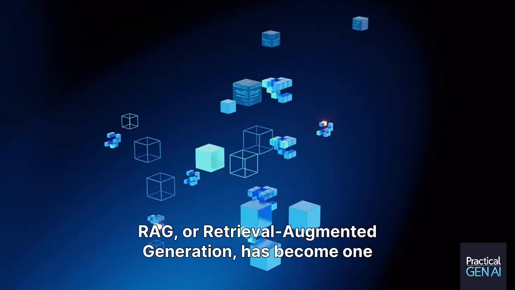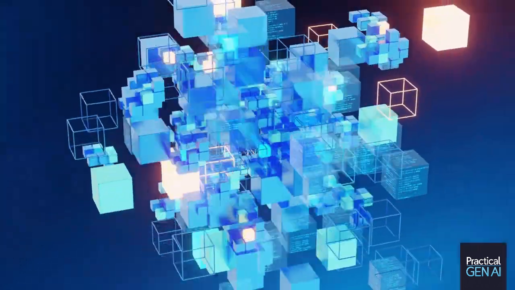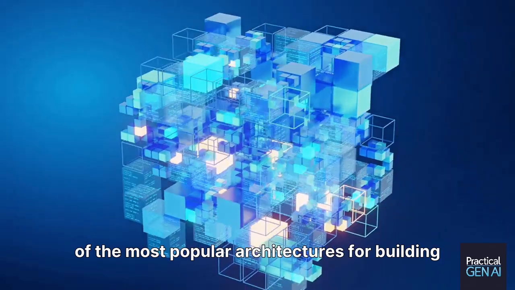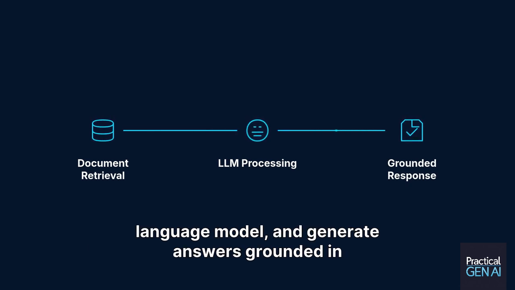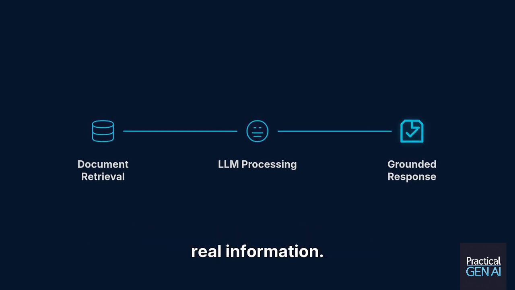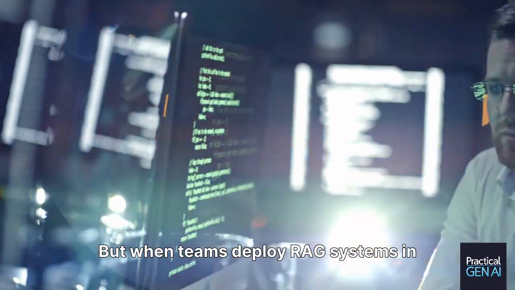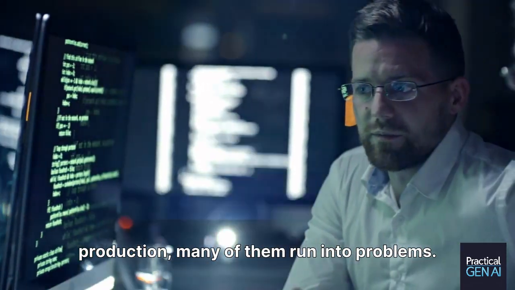RAG, or Retrieval-Augmented Generation, has become one of the most popular architectures for building generative AI systems. The idea seems straightforward. Retrieve relevant documents, provide them to a language model, and generate answers grounded in real information. But when teams deploy RAG systems in production, many of them run into problems.